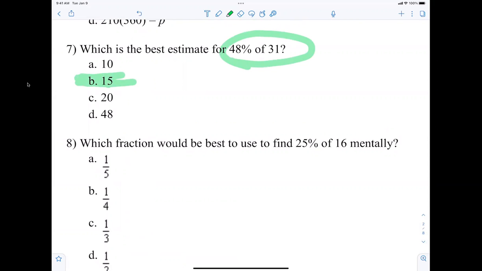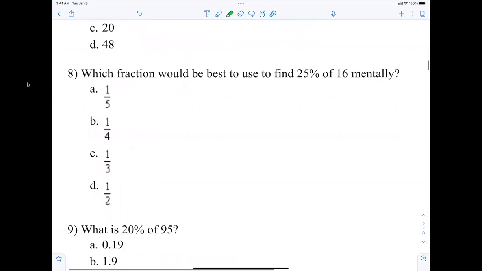All right, anybody have any questions? Just let me know. All right, I'm just going to keep going. If you have trouble, you just got to tell me. 25% is what fraction? Yeah, we should all be good with that. All right.